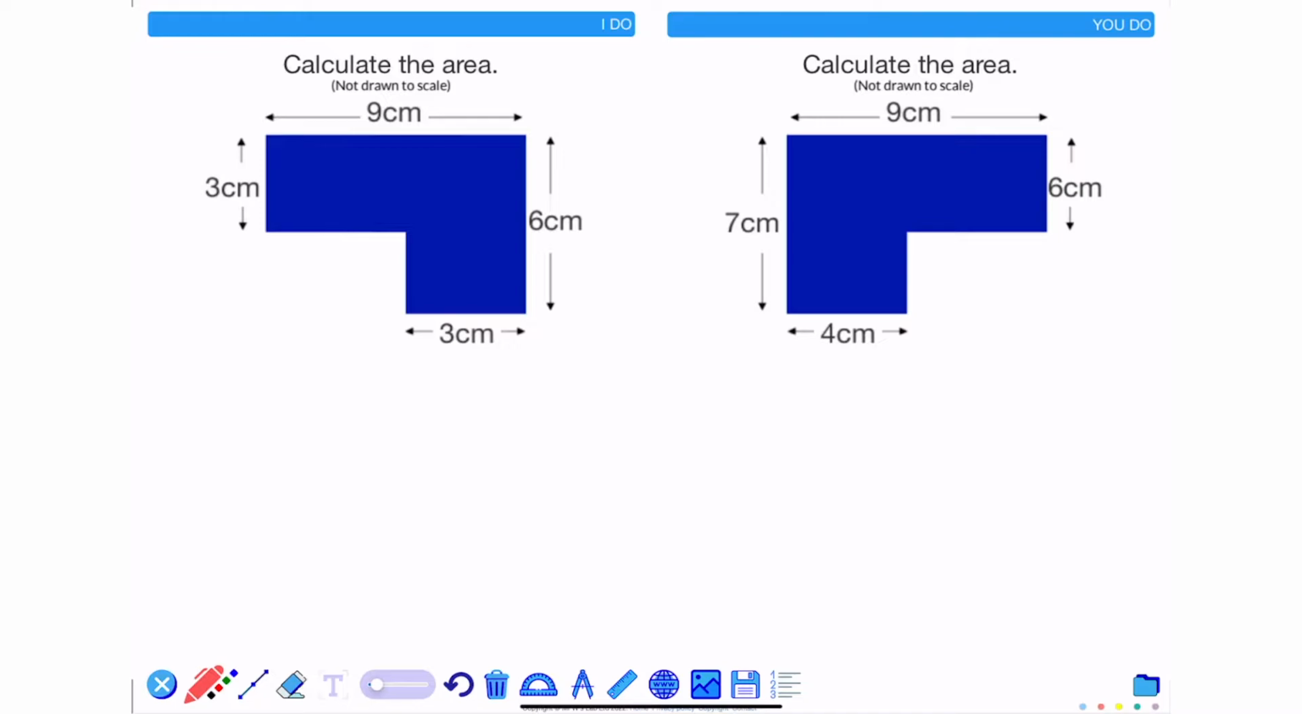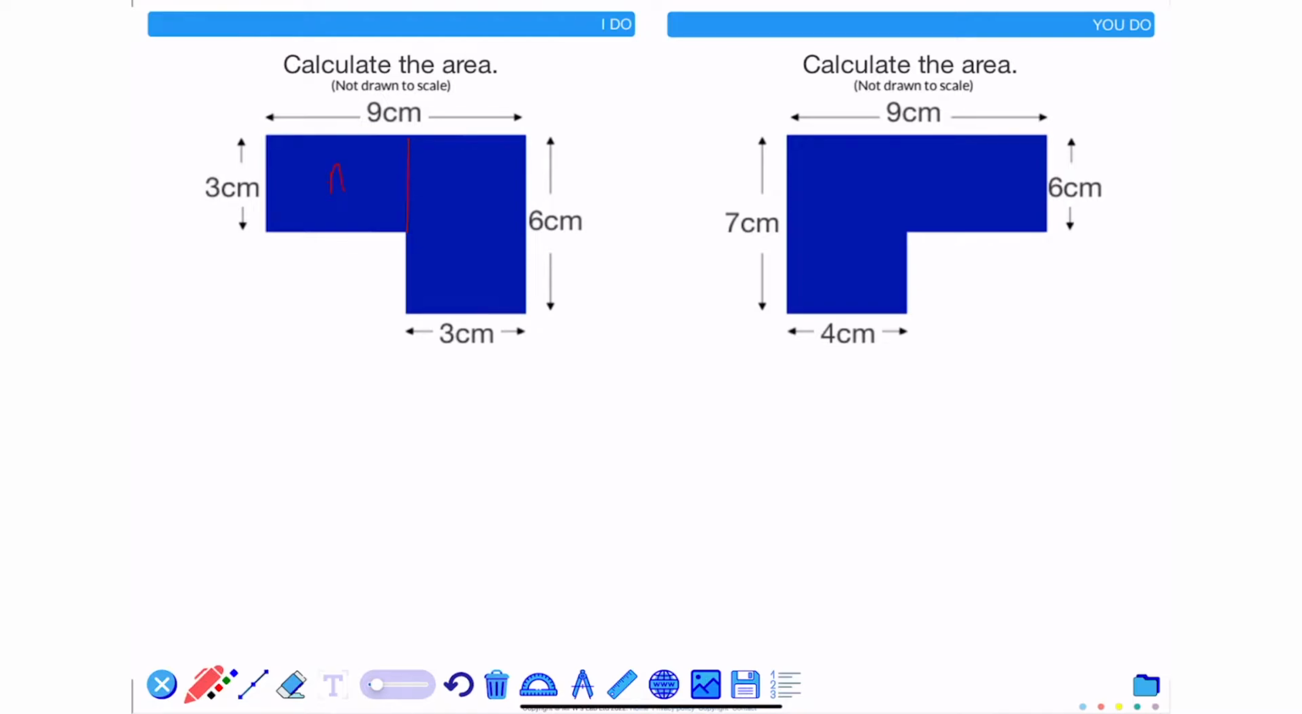In this video, we're going to look at how we can calculate the area of a composite shape. A composite shape basically means it's two or more shapes that have been put together to form a new shape. Looking at the shape on the left-hand side, I can divide it into two simpler shapes.